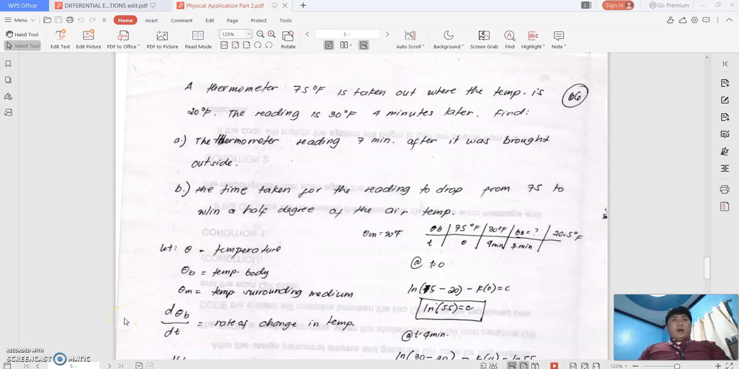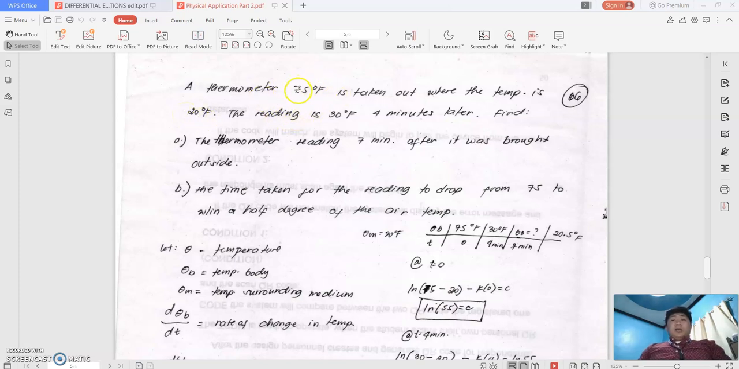Okay, now we are on another problem. It is still about temperature, so you have more examples about temperature. A thermometer at a temperature of 75 degrees Fahrenheit is taken out where the temperature is 20 degrees Fahrenheit.